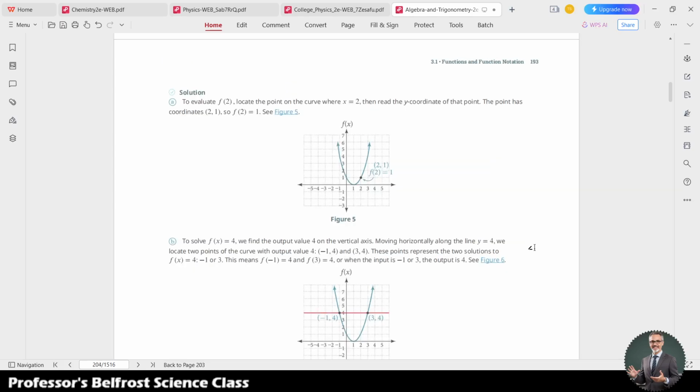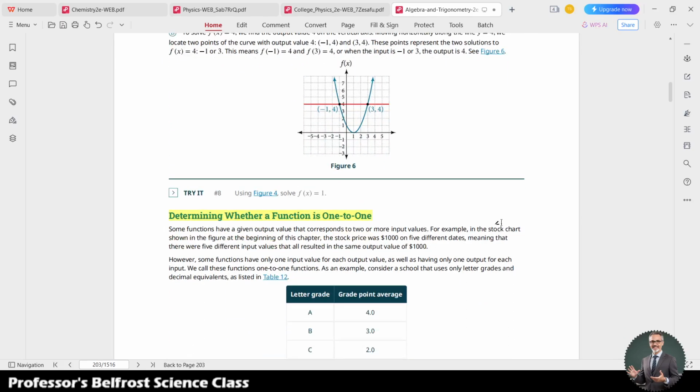So here we see that in the stock chart shown, the stock price was $1,000 on 5 different days, meaning that there were 5 different input values that are receiving the same output value of $1,000. However, some functions have only one input value for each output value, as well as having only one output for each input. And we call this function one-to-one functions.